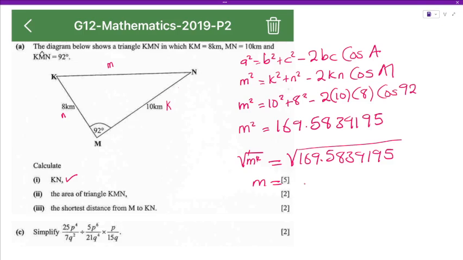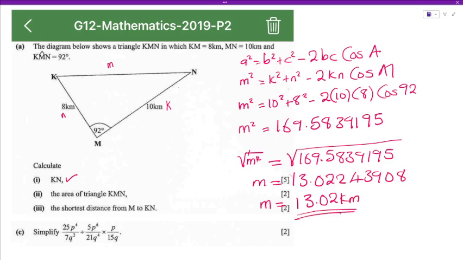Otherwise, when I square root that value, what I'm getting is 13.0224390843908. When we round it off to 2 decimal places, I'm getting 13.02. That is in kilometers. They're using kilometers in the question. Okay, that is our side.